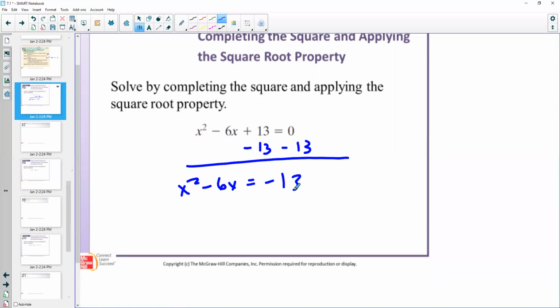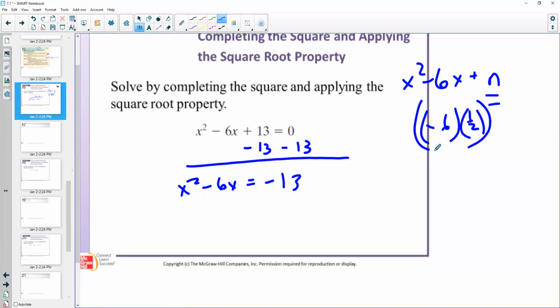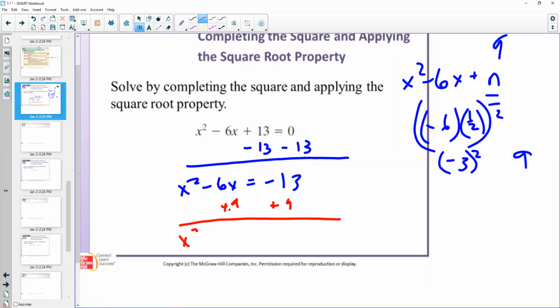Now I'm going to pause for a second and figure out what that trinomial would be, what that n would be. So it would be negative 6 times a half, squared. Negative 6 times a half is negative 3. Negative 3 squared is 9. So my n would be 9. What I'm going to do with that is add it to both sides, not just one side. So on the left, x squared minus 6x plus 9 equals 9 plus negative 13, which is negative 4. Okay?